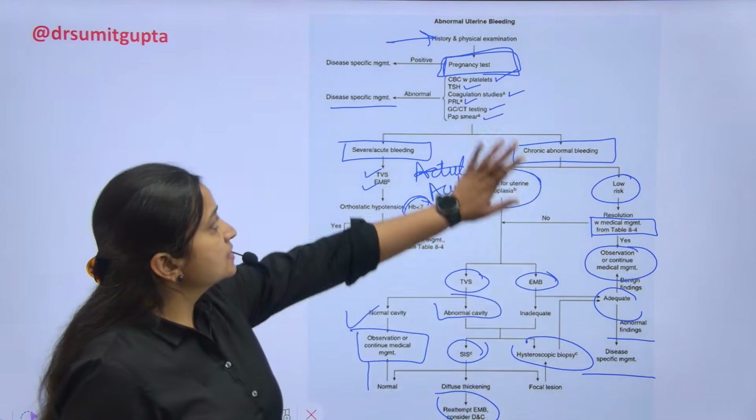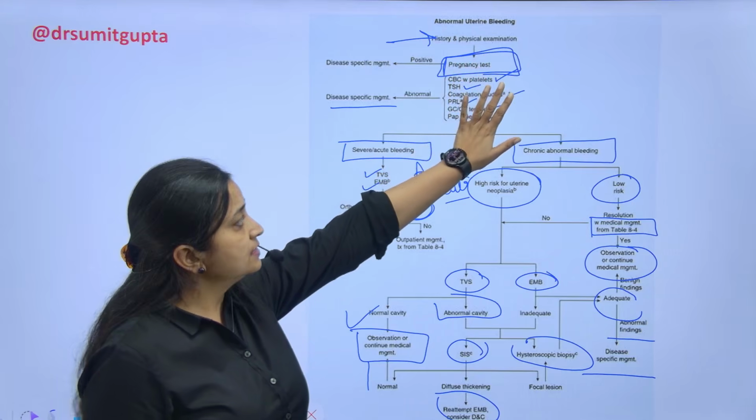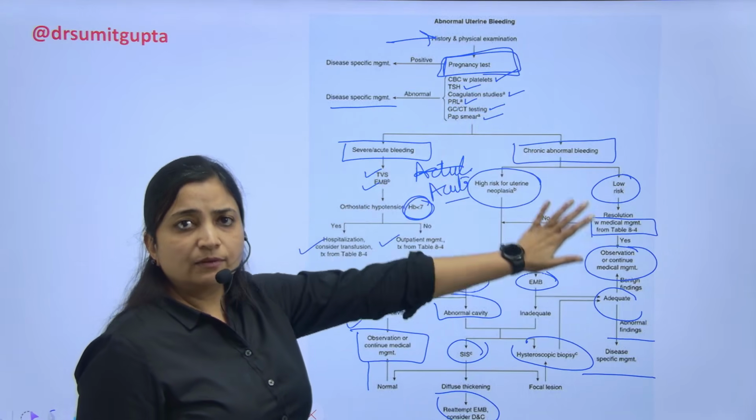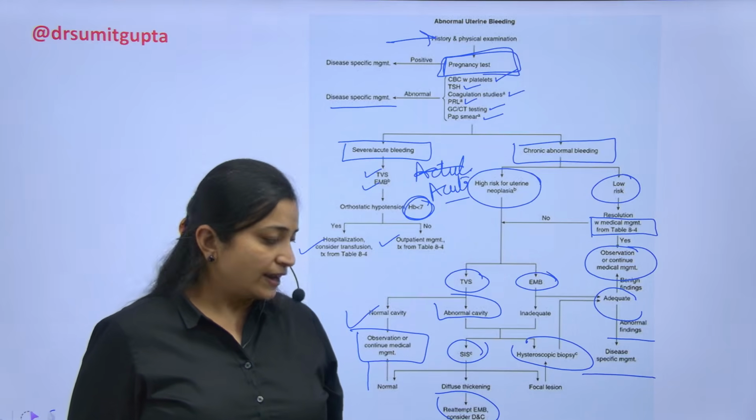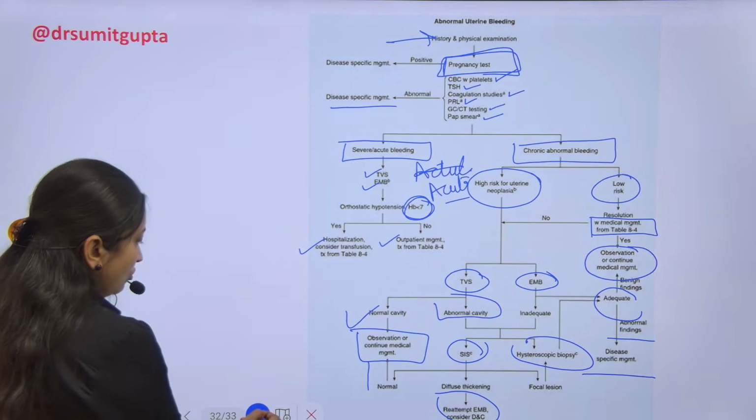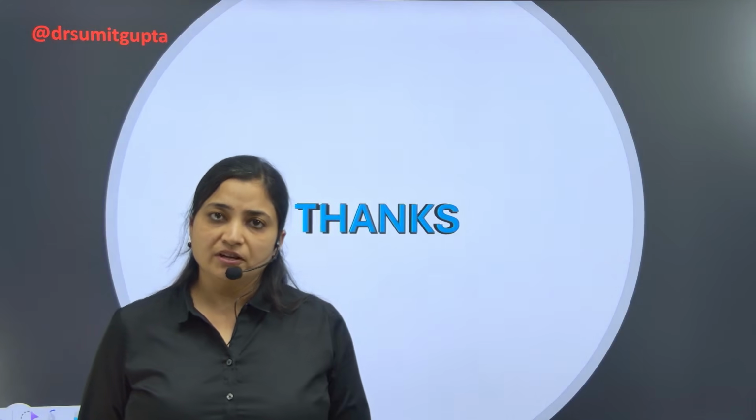Take home messages: always take a good history, physical examination, rule out pregnancy, do basic tests, and then proceed with the management. This is how we conclude the management of AUB, and hopefully now we are able to write our short notes as well as answer the viva questions.